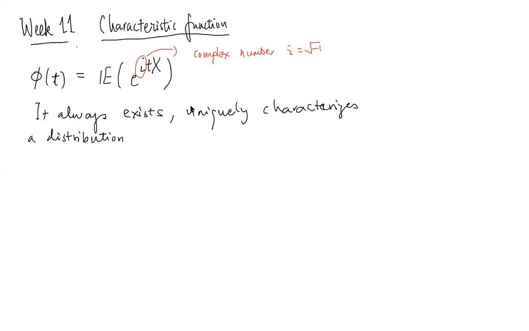Compared to the moment generating function, which, as we have shown last week, does not exist for certain distributions because it is unbounded for those distributions, this will always exist, okay? And then you can find moments from the characteristic function.